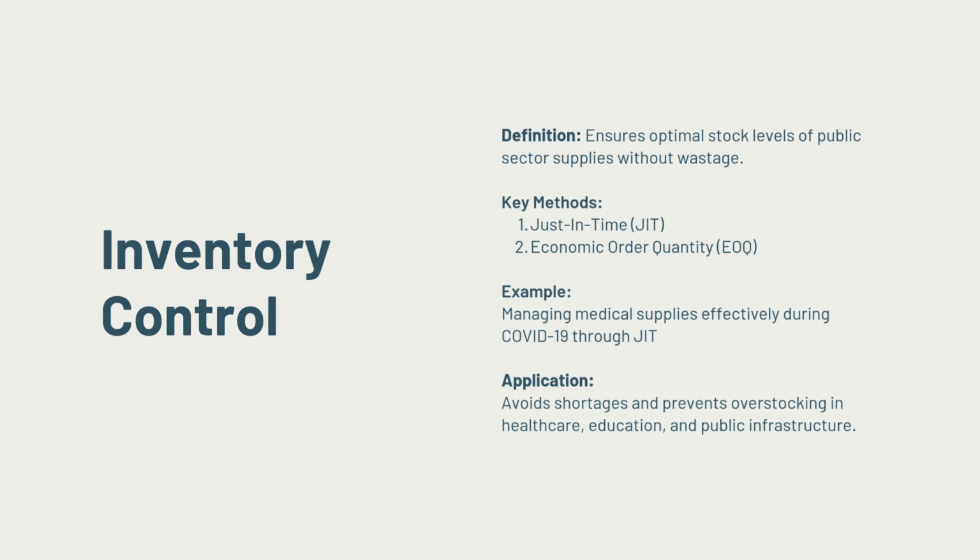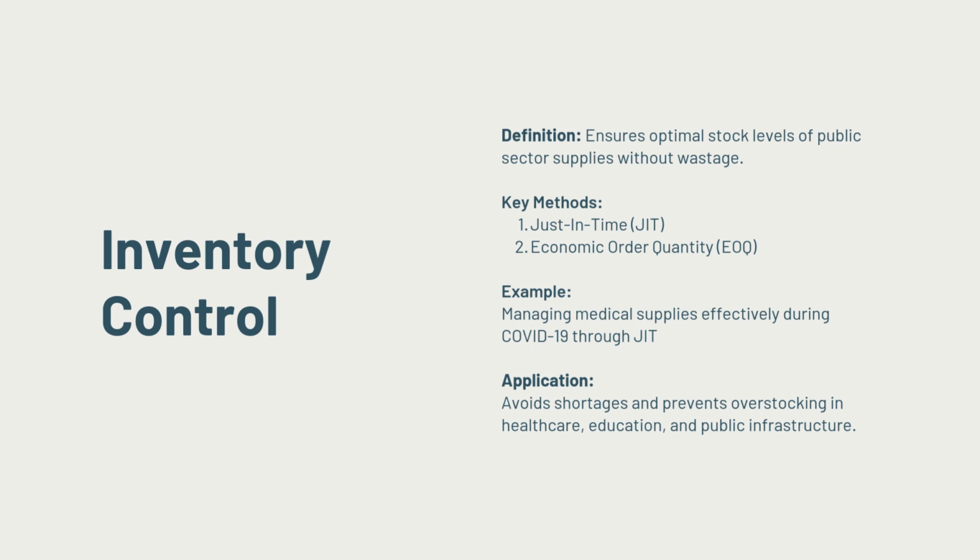There are two widely used methods for inventory control. First is JIT or just in time, and this approach ensures that supplies arrive only when needed, reducing the cost of holding and storing excess inventory. The idea is to minimize storage costs and prevent wastage by aligning supply deliveries closely with the actual demand.